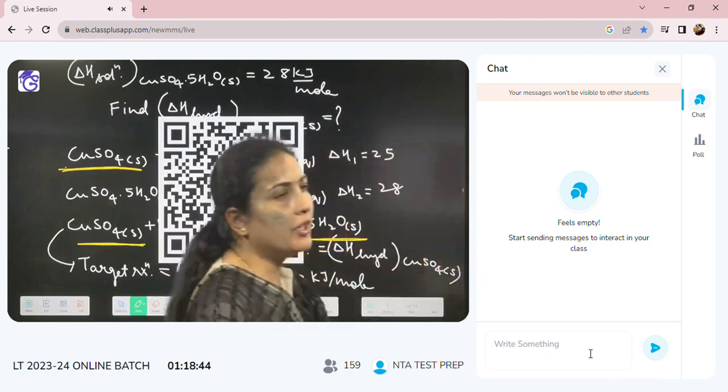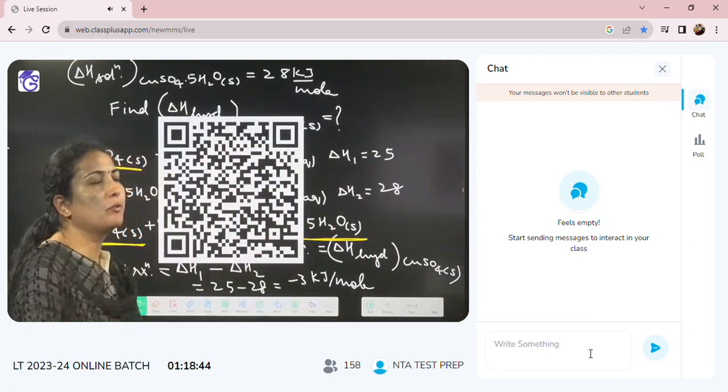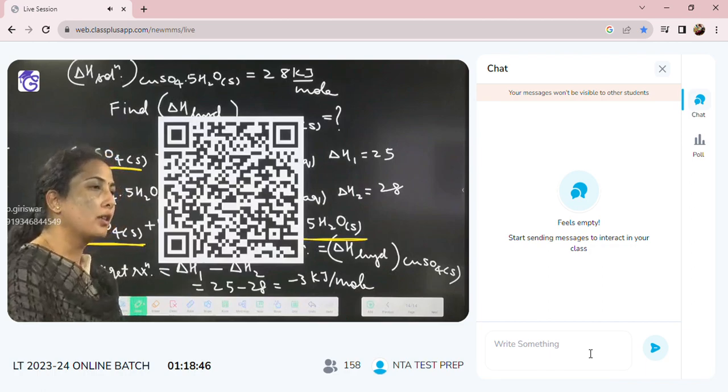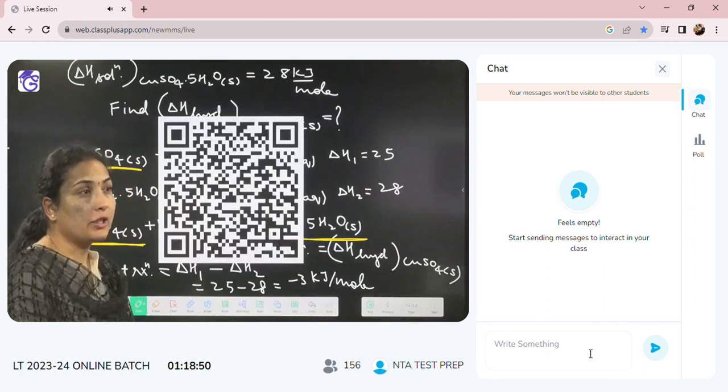Negative only. Navya, it is negative only. Whether it is hydration enthalpy for ions or for the compounds, it's negative only.